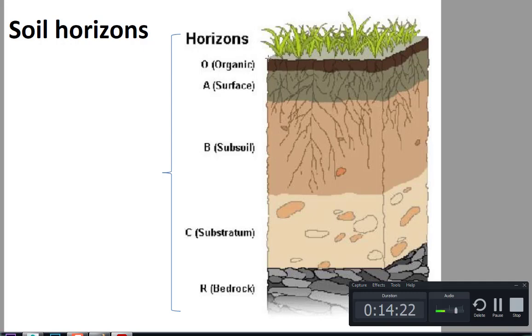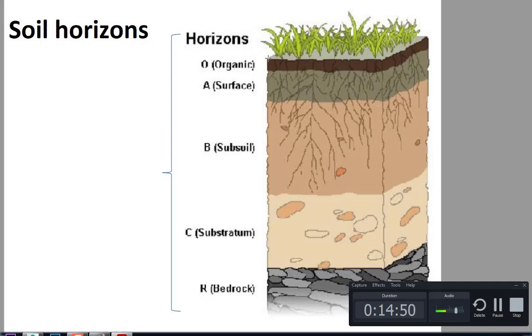Below this B segment is the substratum, known as the C segment, where you can find some unweathered or partially unweathered rocks. This one is a low productive layer as compared to A, B and O. And the last one, at the bottom of this horizontal soil segment, you will get hard rocks. These are the unweathered rocks.